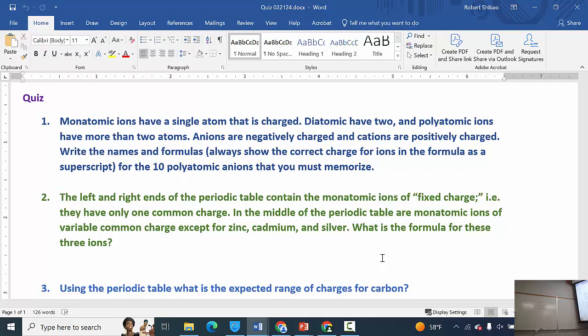So you have the long weekend. You might have started the memorization. You might not have started the memorization, but don't wait till the night before the test to memorize these. You try to memorize these sooner than later.